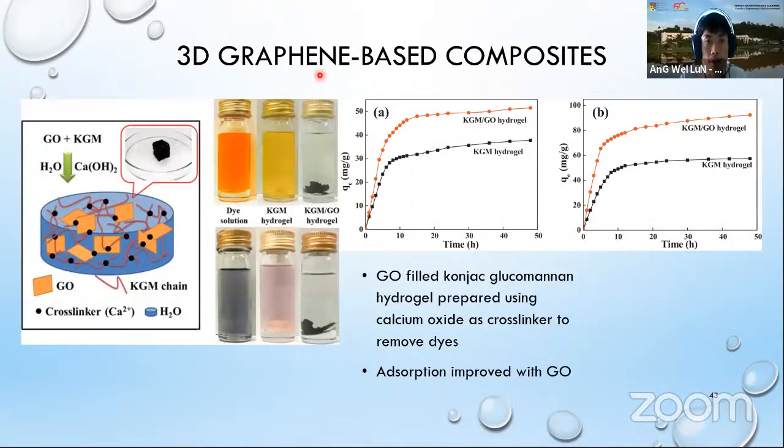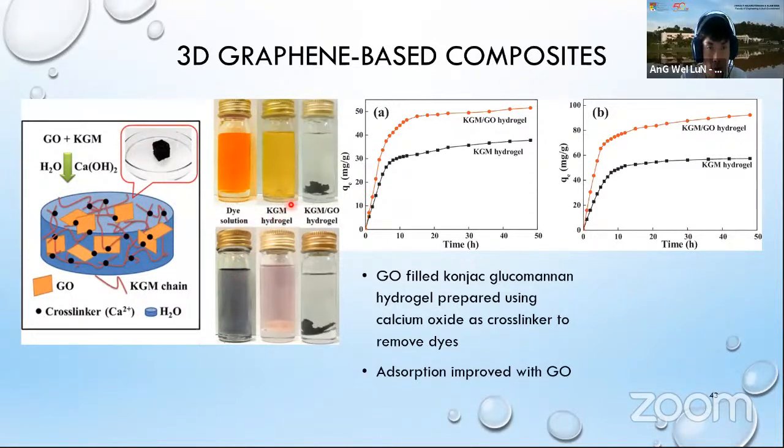Okay, and here is to show the composite of graphene that would enhance the removal performance. Okay, so I think we are not going to go through the details of how I will synthesize it, but just bear in mind that you have a cross-linker here, and then you have KGM. This is konjac glucomannan hydrogel polymer in this hydrogel. So here on the top is methyl orange dye, and the bottom is methylene blue.